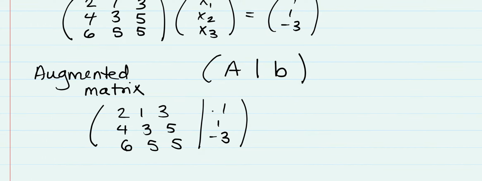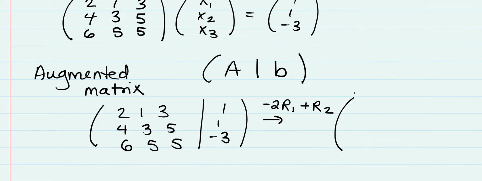Okay, I want to get a 1 here, a 1 here, a 1 here, a 0, 0, and a 0. Okay, so let's start by, let's zero out these two here. So what I'm going to do is I'm going to multiply this row by a negative 2. So I'm going to take row 1, I'm going to multiply it by a negative 2, and I'm going to add it to row 2.